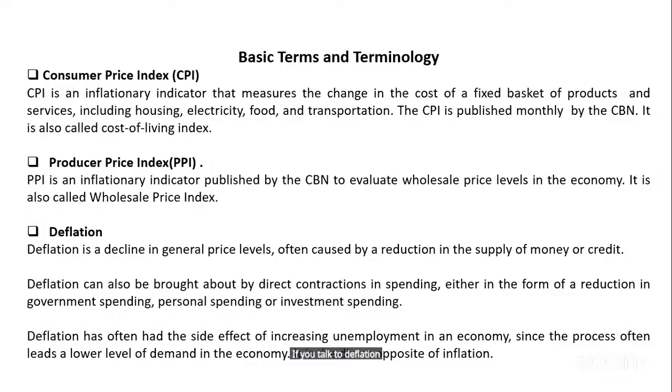Deflation can also be brought about by a direct contraction in spending. Direct contraction in government spending, that is under fiscal policy, either in the form of reduction in government spending, personal spending, or investment spending. Deflation can also be brought about when government reduces expenditure, or when you reduce what you normally consume. You normally spend 100,000 naira in a month, you reduce your spending to 20,000 in a month.